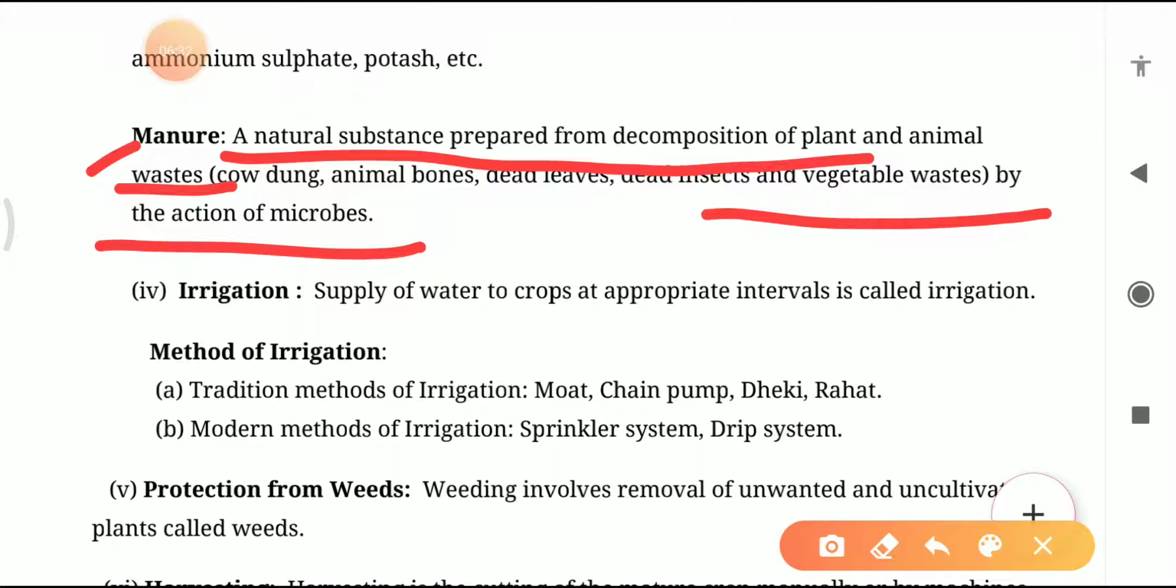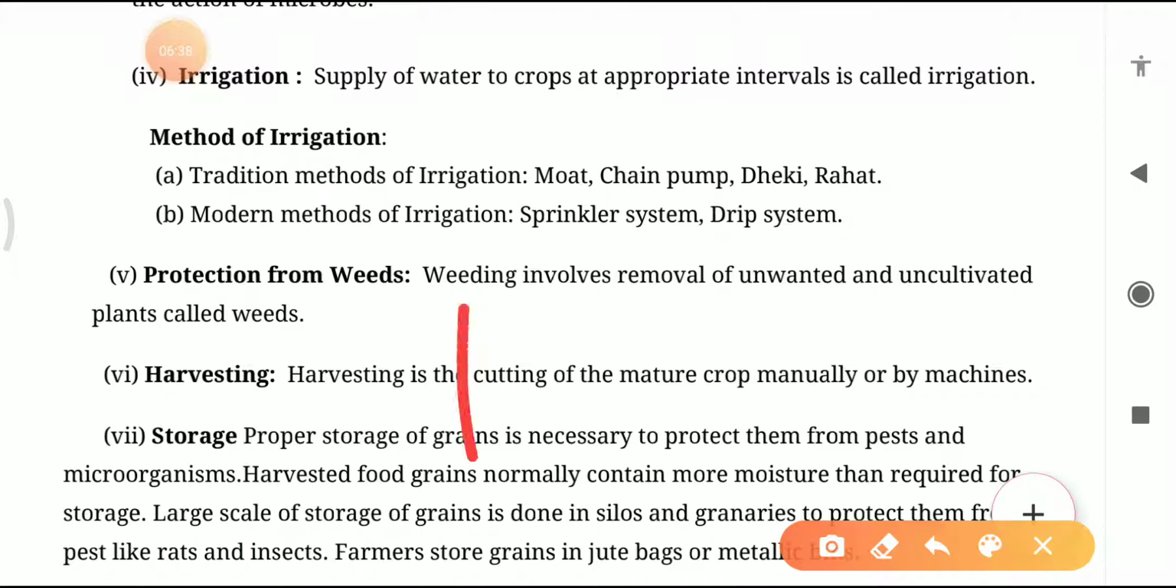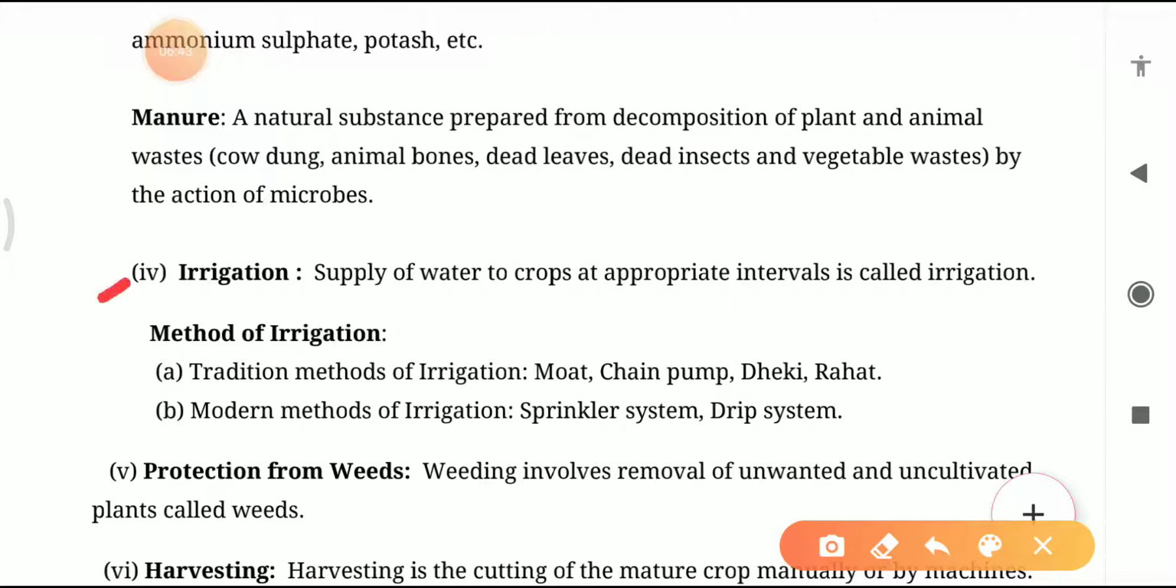Now the next point is irrigation. Next is what, students? Irrigation. I hope you will understand the meaning of irrigation. Irrigation means to irrigate the field, or the supply of water to crops at appropriate intervals is called irrigation. Irrigation is very important in the practices of crop production. Without irrigation, crops will not grow properly.